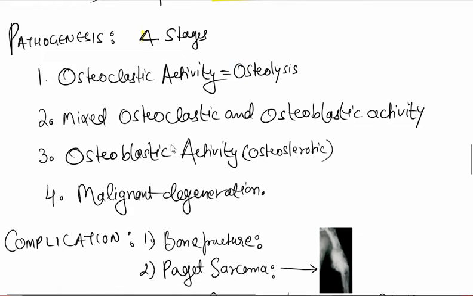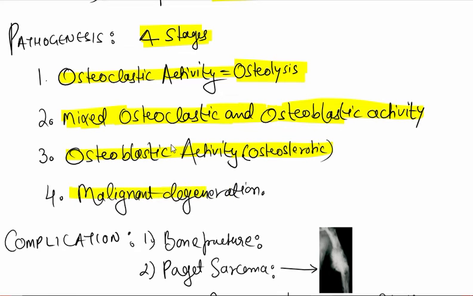Pathogenesis consists of four stages. First is the osteoclastic activity, that is the osteolysis phase or lytic phase. Then the mixed phase, where the osteoblasts will try to compensate for the destruction by osteoclasts. Then the third phase is the osteoblastic activity, that is osteosclerotic, and the fourth one is malignant degeneration. So up to 1% of cases can convert into osteosarcoma.